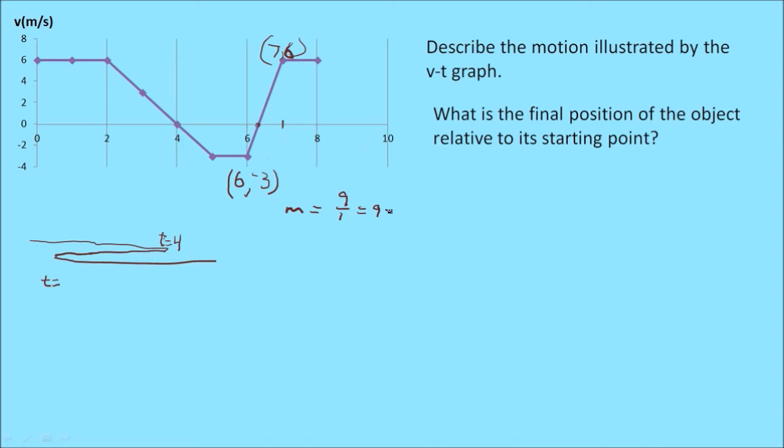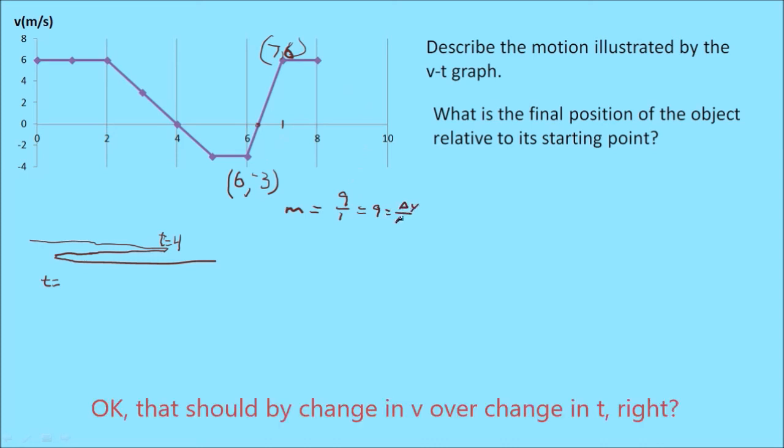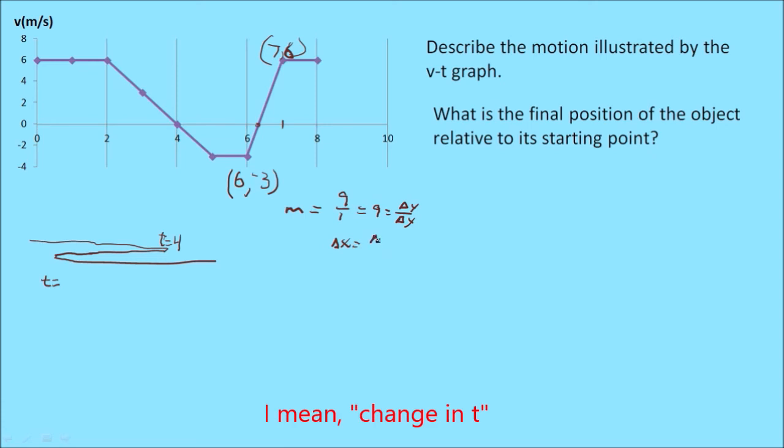Slope is change in y over change in x, right? And so that means change in x is change in y divided by 9. But at this point right here, the change in y, this distance, is positive 3. So it's 3 over 9. So change in x, technically change in time, is 1/3. So this is 6 1/3, or 19/3 of a second.